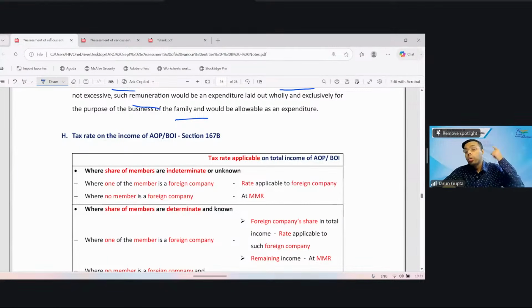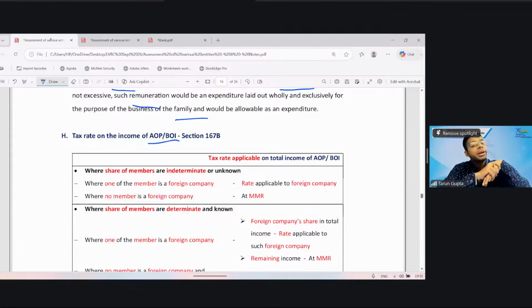So we discussed individuals, we discussed the HUF. Now the last topic we are discussing is AOP or BOI. What is AOP or BOI? AOP means association of persons, BOI means body of individuals. So if only individuals are members, then it is called BOI. If a person other than an individual is also a member, then we call it an association of persons. Okay. So AOP or BOI are separate entities.